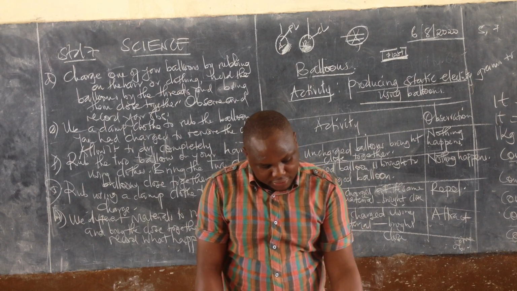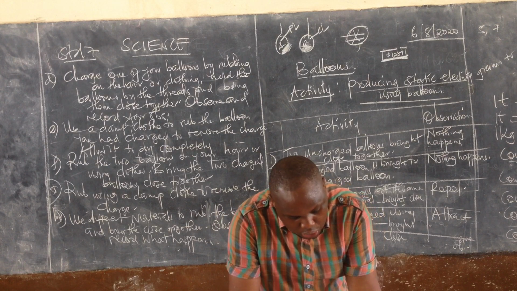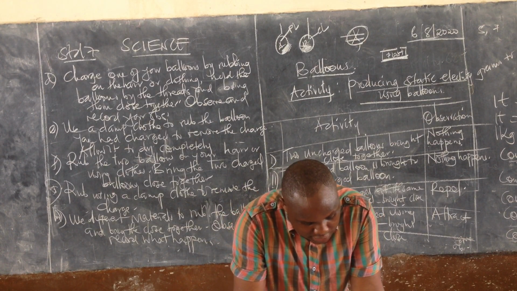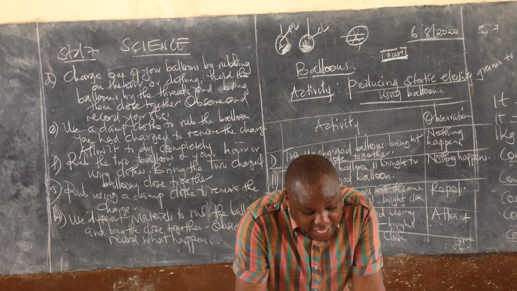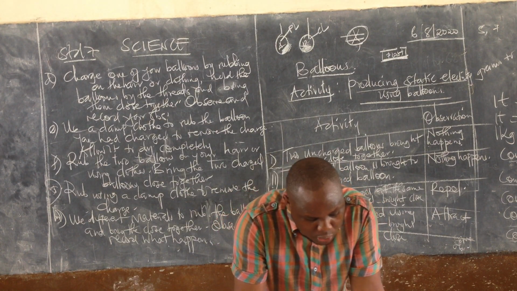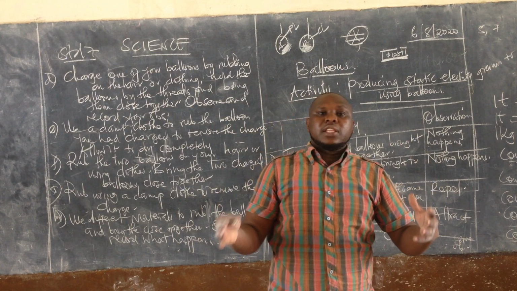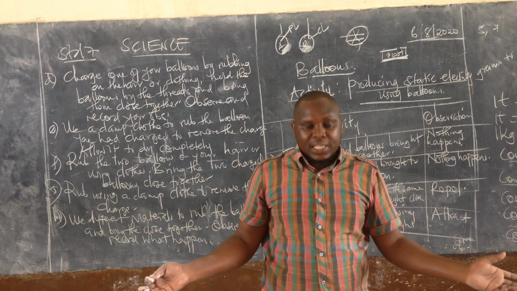There are questions there that you're supposed to answer. So when two balloons are brought together before they are rubbed, nothing happens. They neither attract nor repel. The balloons have no charge. That's the reason why. We've just inflated them and brought them together. Nothing is happening because they don't have charges.